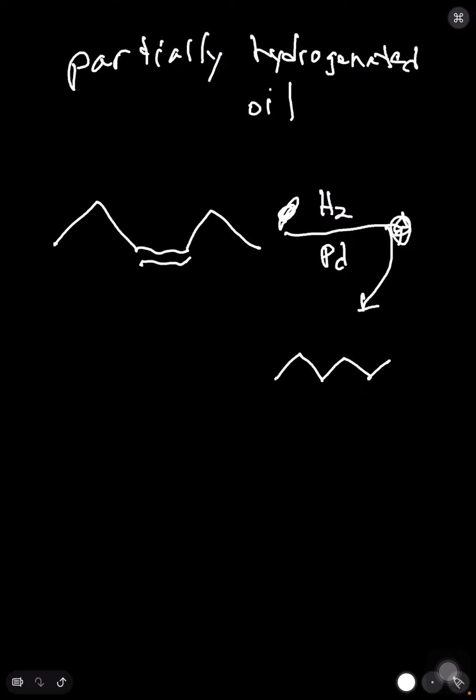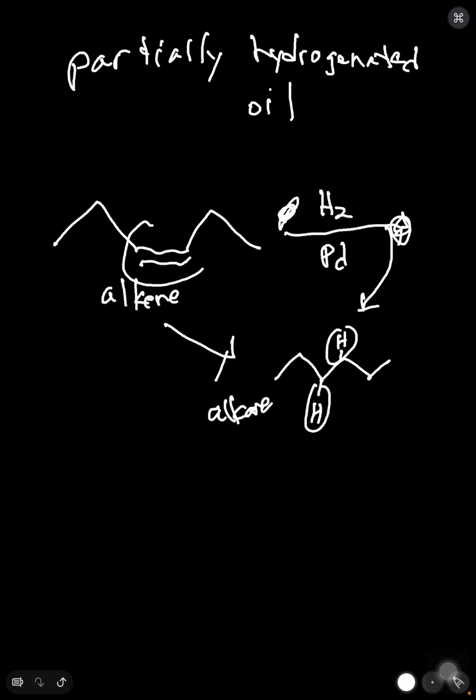So if you're looking at the two carbons that used to be in a double bond, there they are, and here are the two H's that we just stuck on them, right? So you see, in this case, we went from an alkene to an alkane, and this process removed one site of unsaturation.